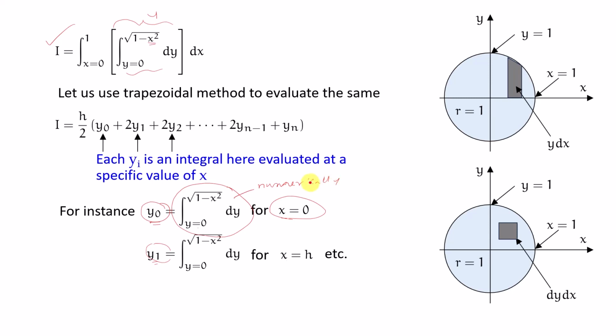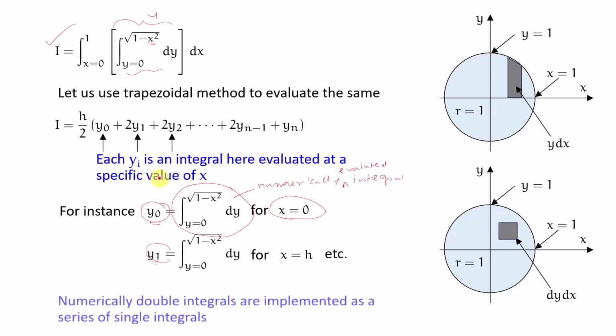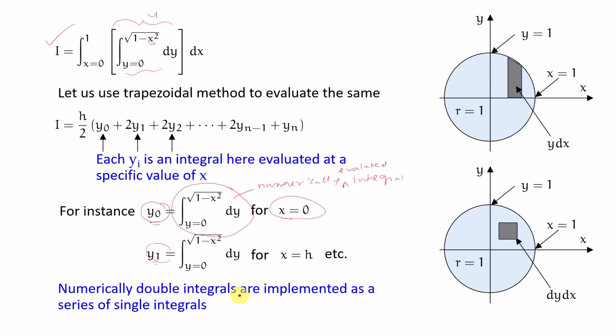So all of these, y0 to yn, we are getting by numerically evaluating the integral. So it requires a series of integrations. So a numerical double integral is essentially a series of single integrals, as opposed to the analytical double integral, which is basically two single integrals. Here there are a lot of single integrals. So overall the process is way more complicated now.